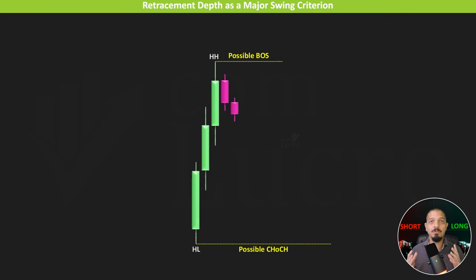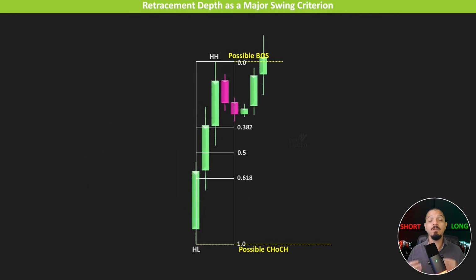Now let us move to the third and final criterion that helps us define a major swing: the depth of the retracement. Consider this example of an upward impulsive leg. After the impulse, price forms two retracement candles, but this pullback does not reach the 38.2% Fibonacci retracement level. Because this minimum retracement is not achieved, this correction is considered invalid. As a result, this pullback does not qualify as a true swing.